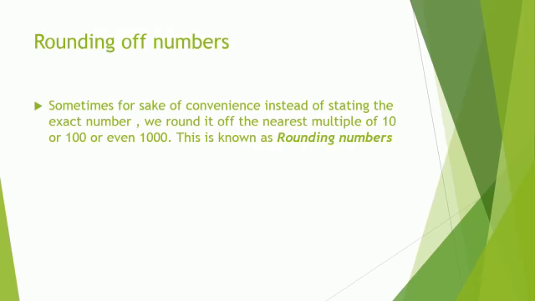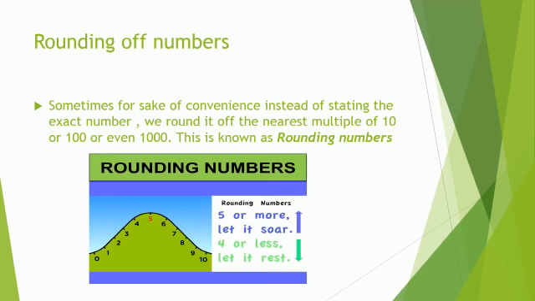Here you can see the definition of rounding of numbers. Sometimes, for the sake of convenience, instead of stating the exact number, we round it off to the nearest multiple of 10 or even 100 or even 1000. This is known as rounding numbers. Here you can see the picture also.